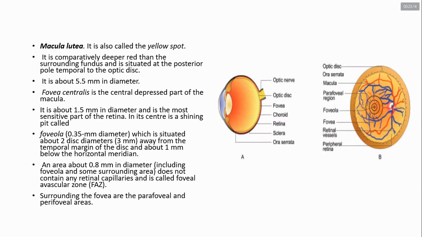The fovea centralis is the central depression part of the macula. So over here at the center, you will see a depression. That is called the fovea centralis. So the depression in the optic disc is called the physiological cup. You should not miss this. Over here, the depression is called the fovea centralis.